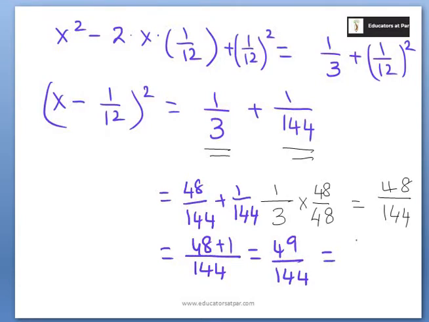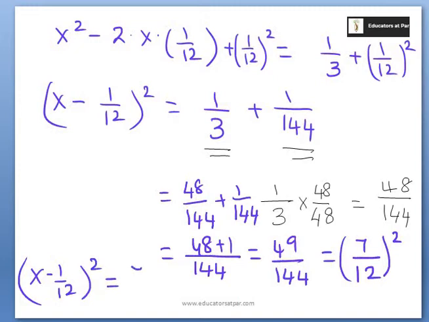49 is the square of 7. 144 is the square of 12. So we have x minus 1 by 12 square is equal to 7 by 12 square. Let's continue solving it. So we have to take the square root on both the sides.